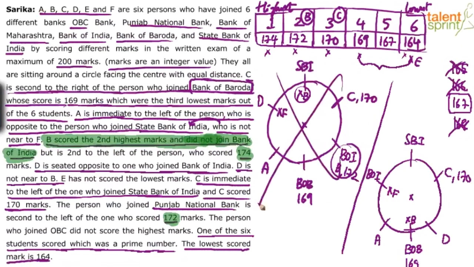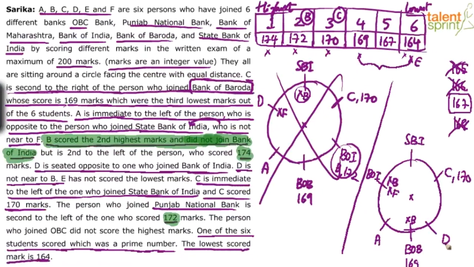Done. See, something is wrong doesn't mean that you have to worry. You should be happy that that case is eliminated. Now this case has to be correct, right? So close it now. B scored second highest, B did not join Bank of India. So B cannot come in this place. So where can B come?